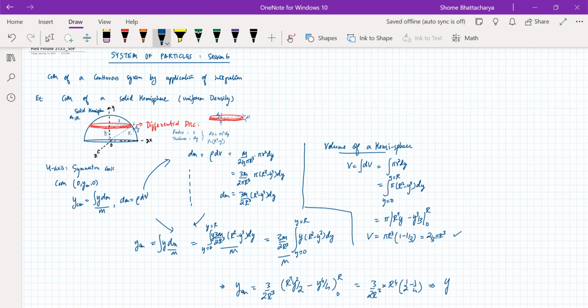So from this we'll get the y coordinate of the center of mass as 3R by 8. Whereas in the case of hollow hemispherical shell, you remember it was R by 2.